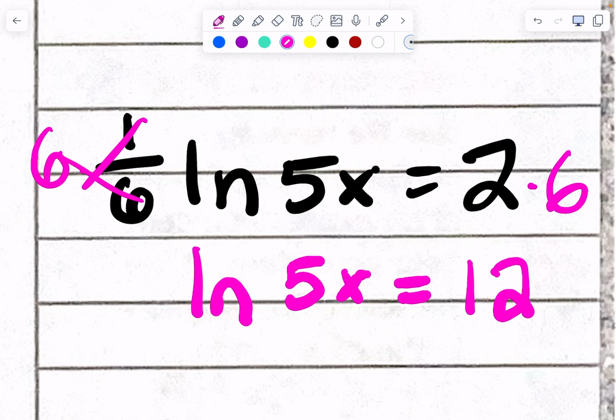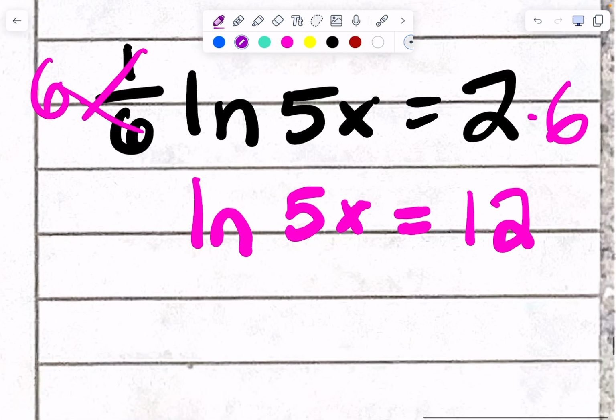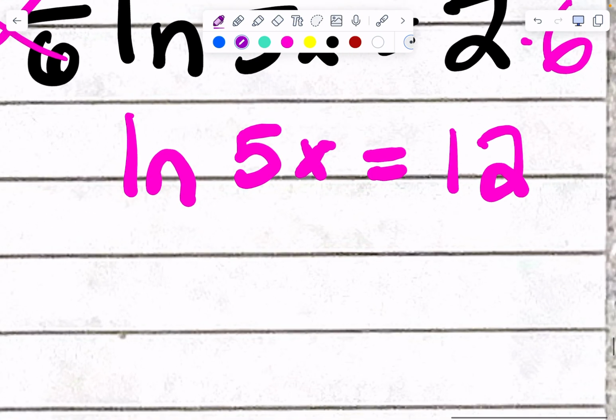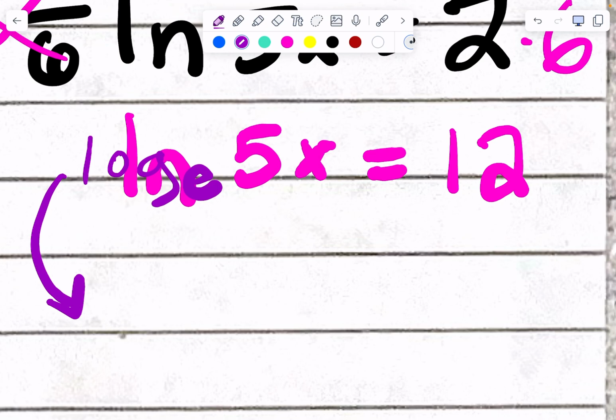So you want to divide by ln of 5? No, because ln and ln don't cancel with each other, right? But this ln is log base e. The 5 and the x are attached to each other. So ln is the same thing as log base e. Now I want to switch it to an exponential function. What's the base? e to the 12th equals 5x.